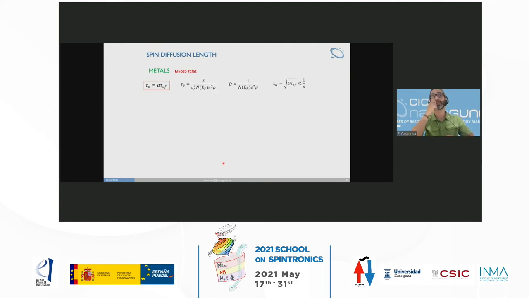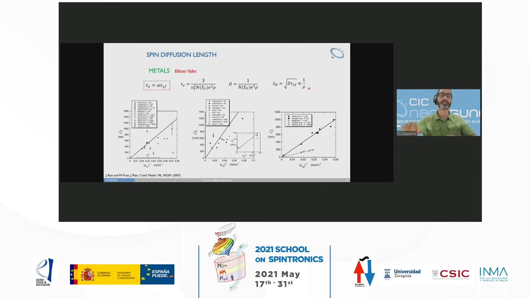But in all cases, the spin relaxation in metals is due to Elliott-Yafet. This is well confirmed. In the case of metals, we can easily convert from the momentum relaxation time to a better known parameter, which would be the spin diffusion length and the resistivity. So spin diffusion length is inversely proportional to the resistivity, and that's been confirmed in many metals so far. Here are some examples from this review. It's getting a bit old, but it's still useful.